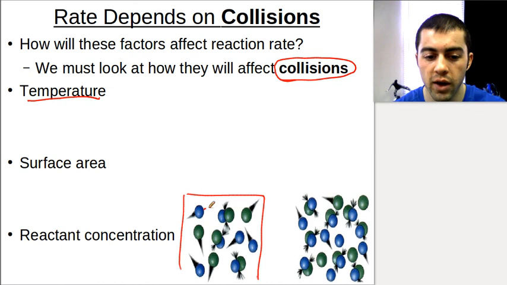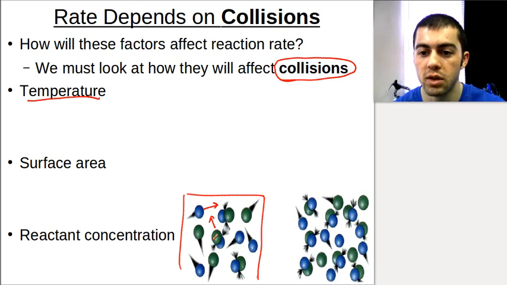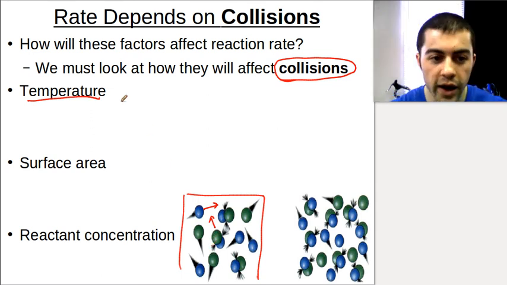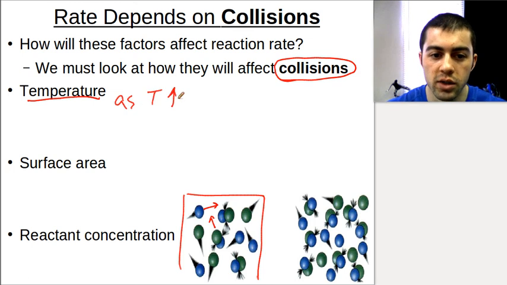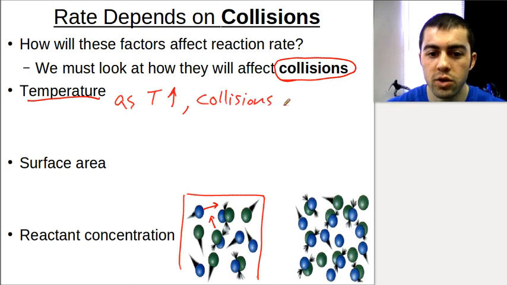That these particles, if they have a higher temperature, are going to be moving faster, right? So if they're moving faster, they're going to be able to collide with more energy, and also they're going to be able to collide more often, because if these are moving around faster here, they're going to have more opportunities to collide. If they're moving around very slow, then they're not going to collide with each other very much. So as temperature increases, then the collisions will also increase.